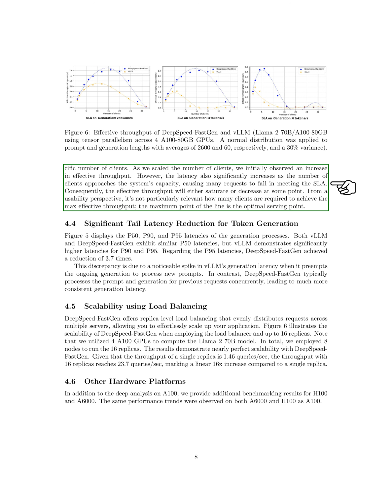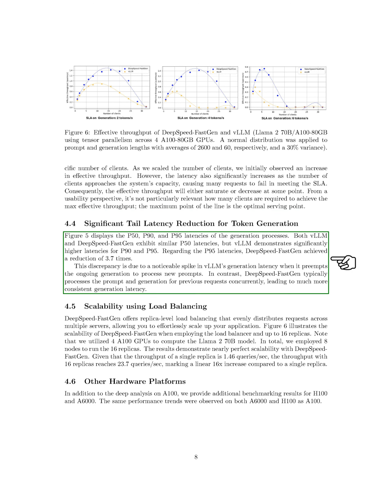We also observed a significant reduction in tail latency for token generation with DeepSpeed-FastGen. While both vLLM and DeepSpeed-FastGen had similar median latencies, vLLM had much higher latencies at the 90th and 95th percentiles. DeepSpeed-FastGen was able to reduce the 95th percentile latency by 3.7 times.